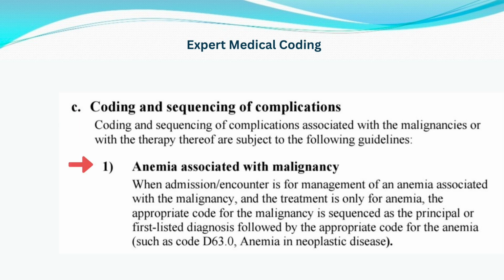The first guideline is anemia associated with malignancy. When the admission or encounter is for management of an anemia associated with the malignancy and the treatment is only for anemia, the appropriate code for the malignancy is sequenced as the principal or first-listed diagnosis, followed by the appropriate code for the anemia, such as code D63.0, anemia in neoplastic disease.